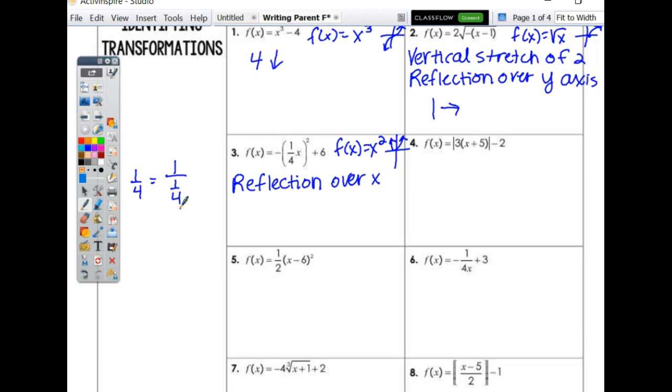And what happens when I do 1 over 1/4? Nothing? We're just going to leave it that way? I got all day. 4. It becomes 4 because the bottom gets reflected, so it's going to be 4, and so that's going to be a horizontal stretch of 4.